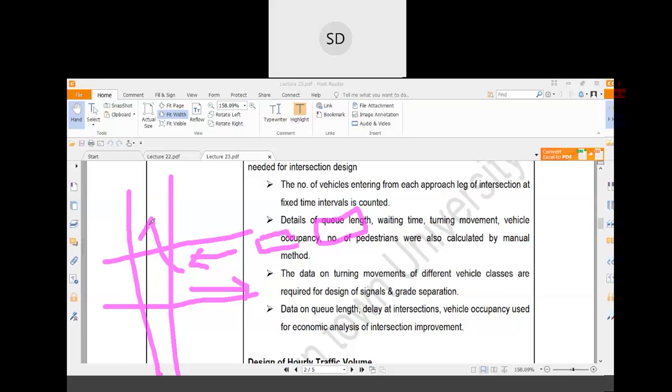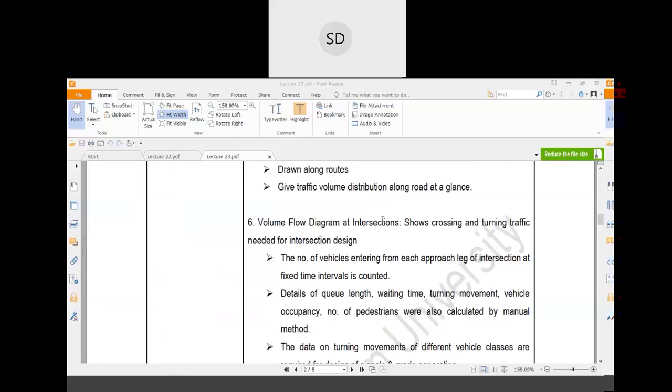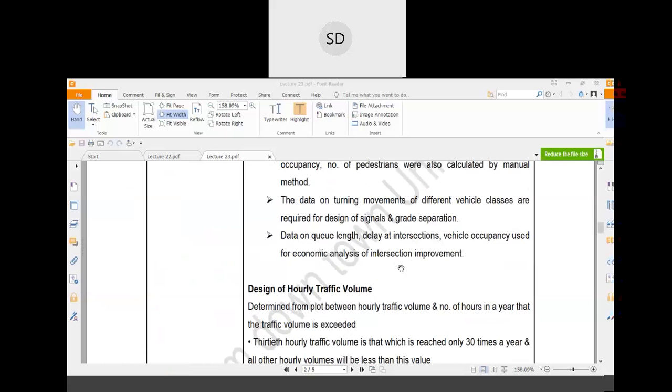Then again, the data of the turning movement. Turning movement means some of the vehicles are moving in this direction, some are moving in the straight direction, and some are moving in that direction. So you have to calculate all this data. In this way, you can calculate the traffic flow diagram at an intersection.